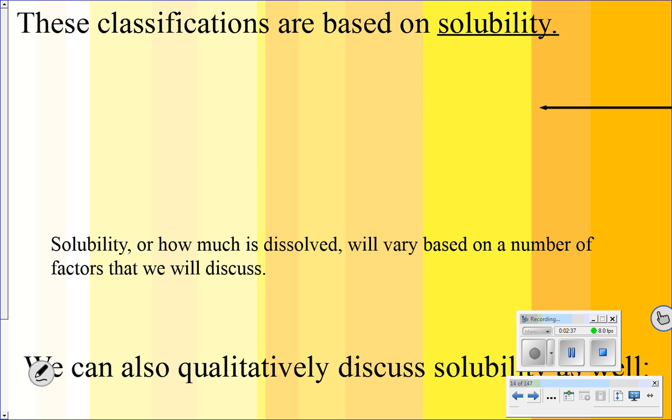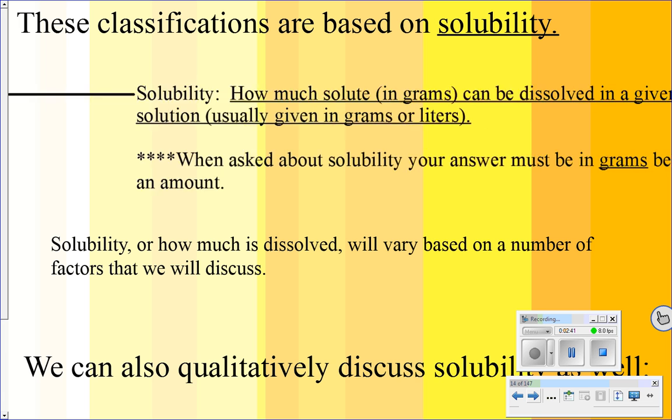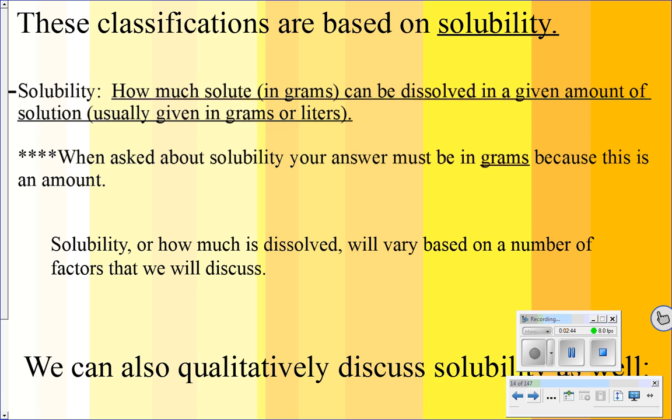So these classifications are based on what we call solubility. Solubility is how much solute, and that's actually given in grams, can be dissolved in a given amount of solution. This is a particular amount of solvent or solution that you have, and it is temperature sensitive. When asked about solubility, they're typically looking for your answer in grams. So solubility, or how much is dissolved, is going to vary based on a number of factors we will discuss.